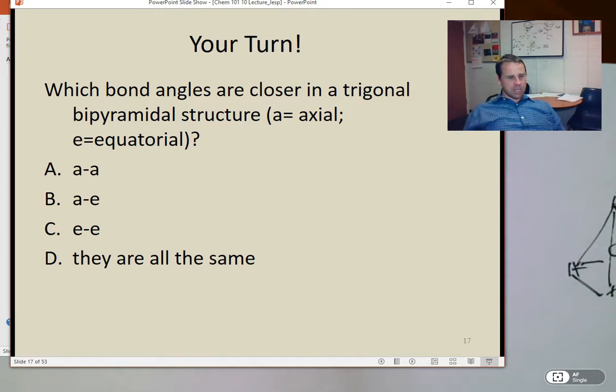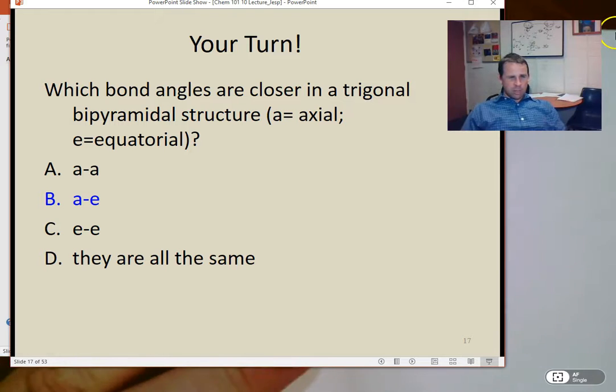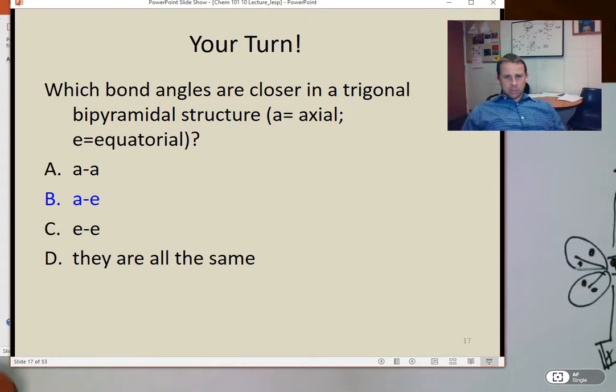You got 35 seconds. Okay, did you take the time? Make sure you find an answer. Which bond angles are closer in this one? B, an equatorial-axial angle is closer, right? That's how many degrees? Well, five regions of electron density is trigonal bipyramidal, and that means it's this thing right here.